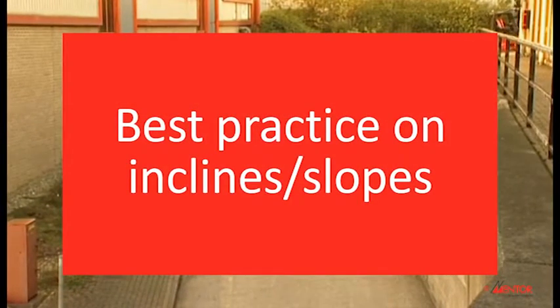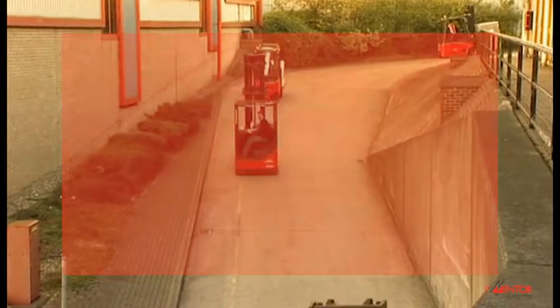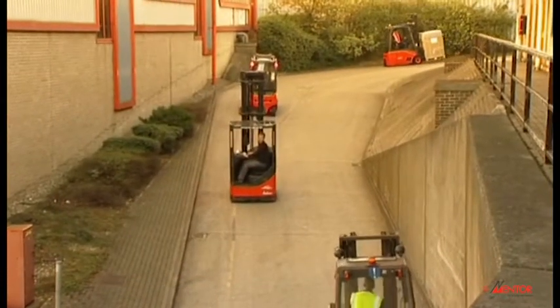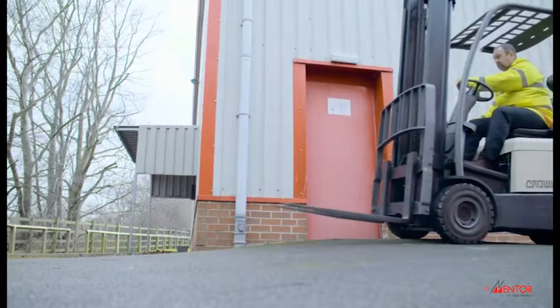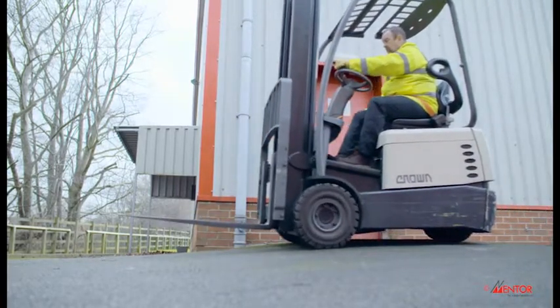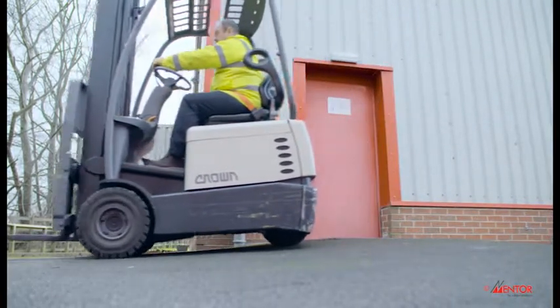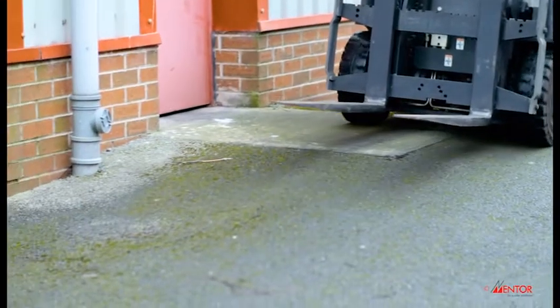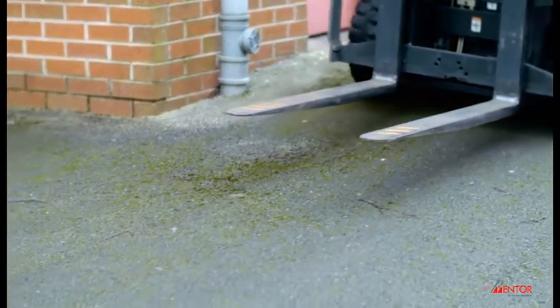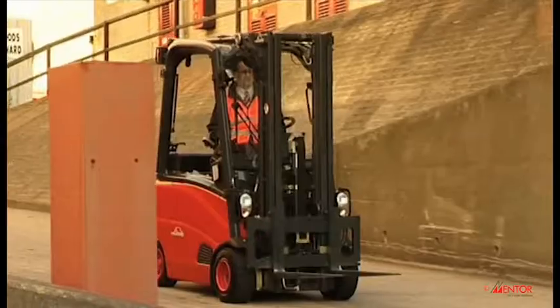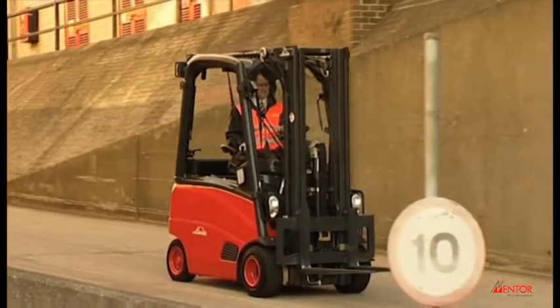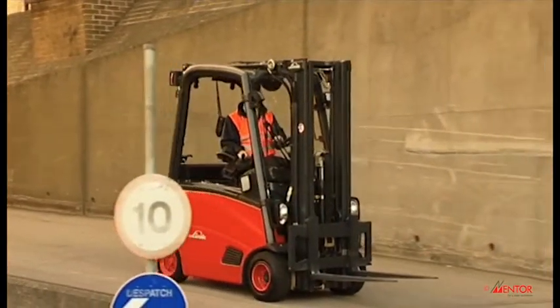When driving on sloping ground, there is always an increased risk of tipping over. You should drive slowly and use the brakes gently. Never drive diagonally and do not turn on the incline. Keep your forks as low as possible to reduce the truck's center of gravity and apply back tilt. When driving unladen, your forks should always be facing downhill.